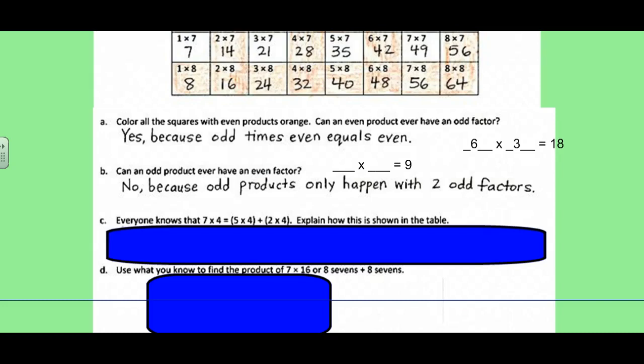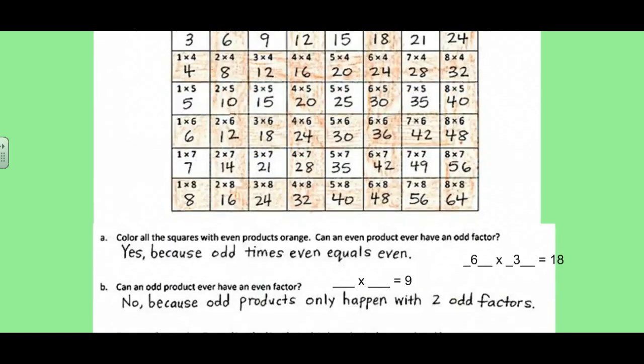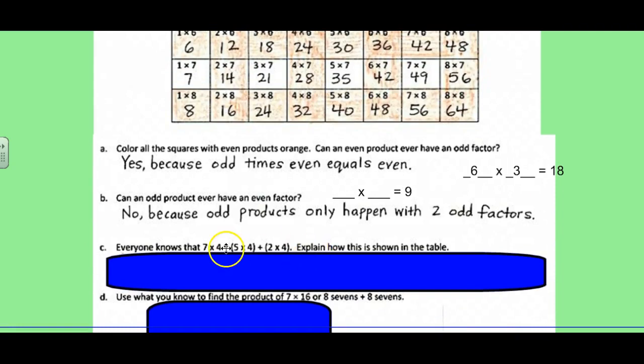It says, explain how this is shown in the table. What that means is, how can you use this table to help you solve that whenever we're really looking at 5 times 4 and 2 times 4? So how can you use this table to help you solve that? That's how you're going to answer part C. So push pause to do that, and when you're ready to check your answer, you can push play.